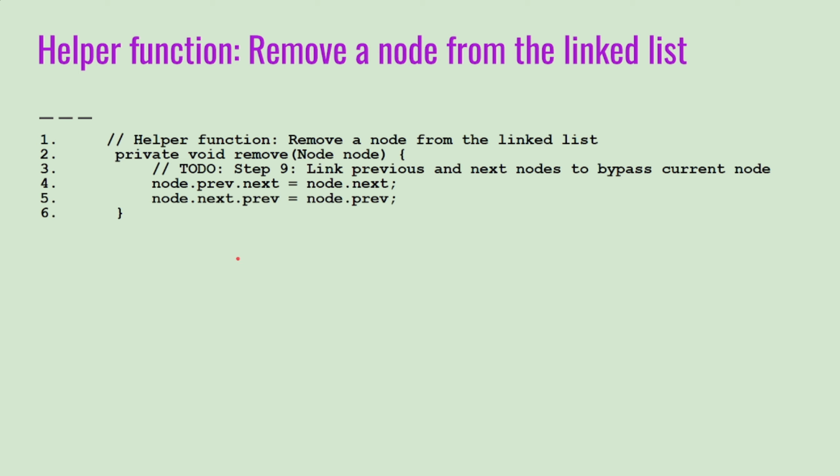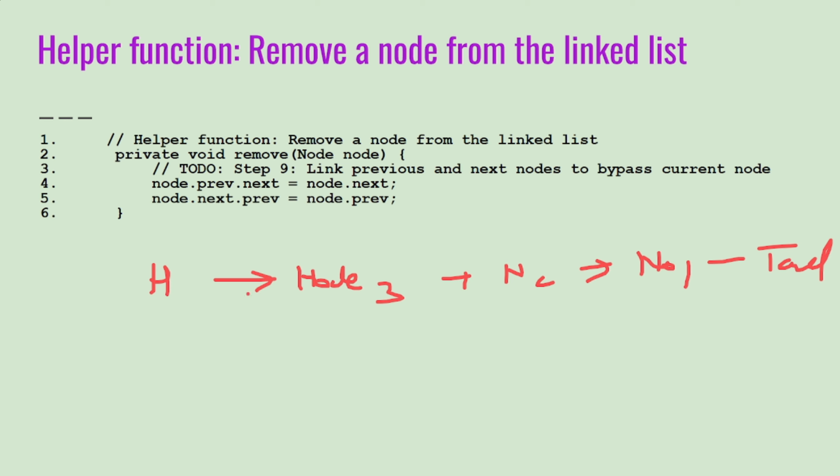See, so first of all, as I told you, there will be head, then there will be node 3, then node 2, node 1, and then there will be tail, right, as we know. And these will be a doubly linked list. Don't forget to mention this is a doubly linked list.